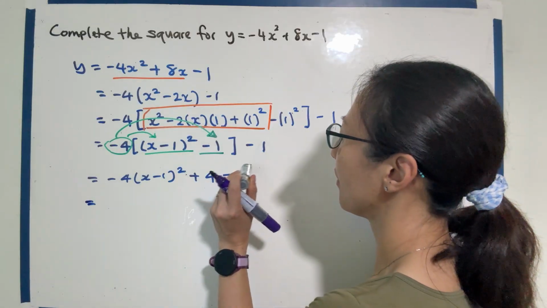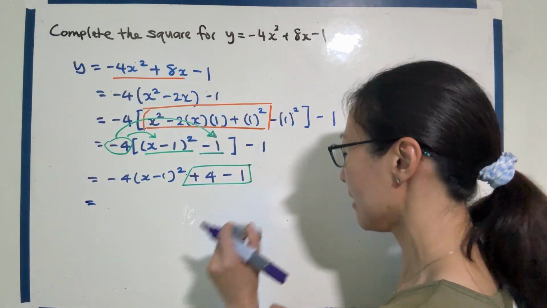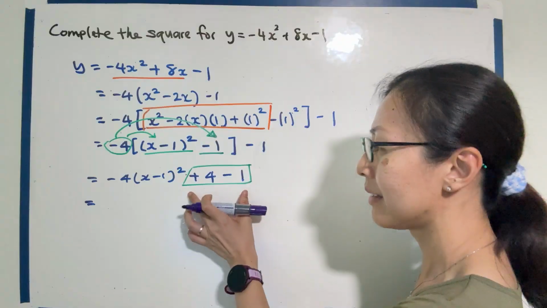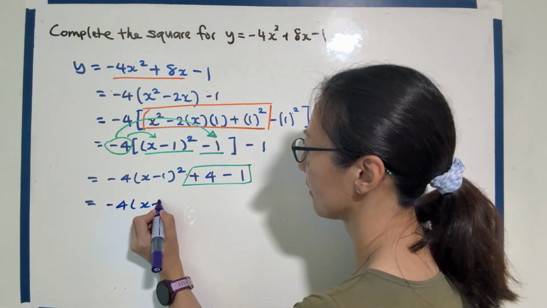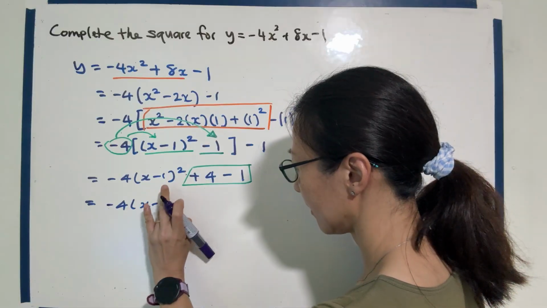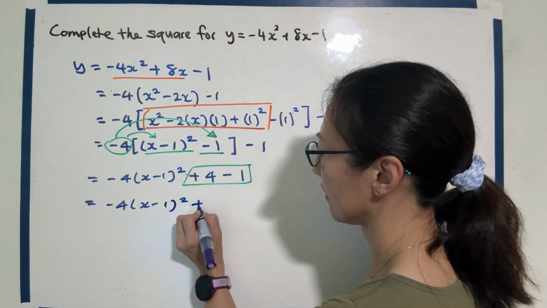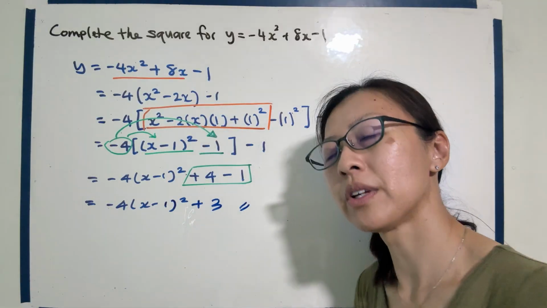Finally, we will get to the answer after combining the last two terms, which are constants. So this is how we complete the square.